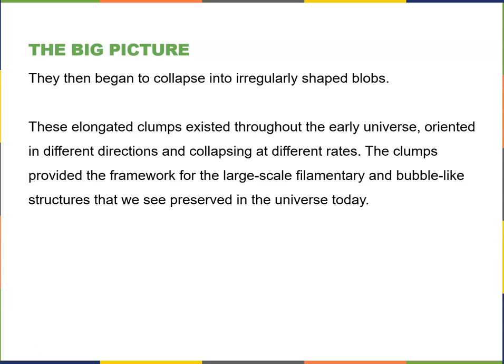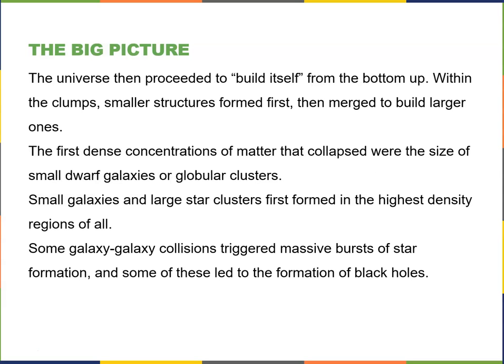And these elongated clumps existed throughout the early universe. They were oriented in different directions and collapsing at different rates. These clumps provided the framework for the large-scale filamentary and bubble-like structures that we see preserved in the universe today. The universe continued to build itself from the bottom up. With the clumps, smaller structures formed first. Then they merged to build larger ones.